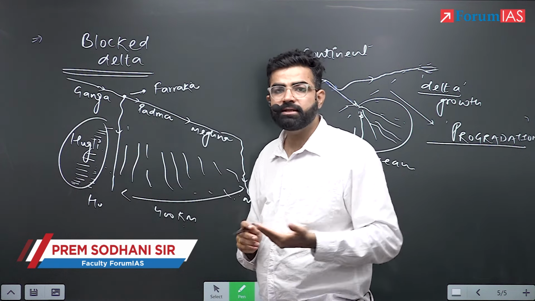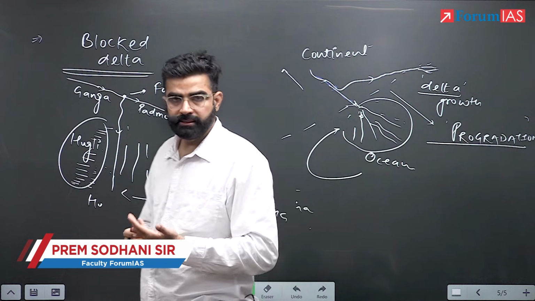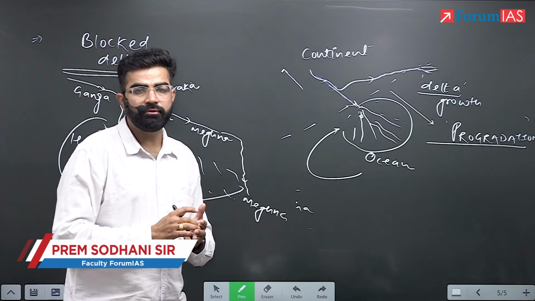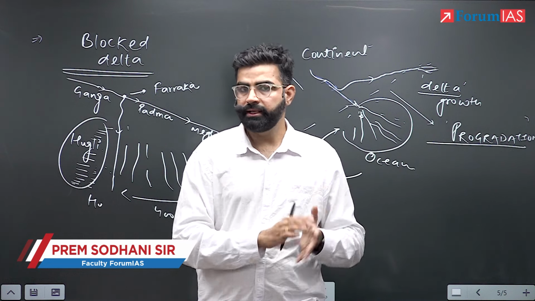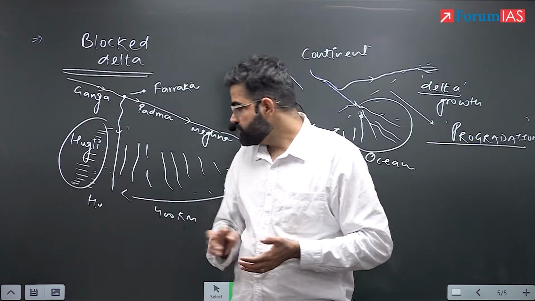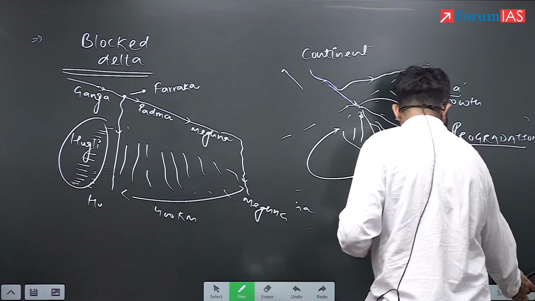Okay, so these are the various types of deltas that we have learned. The last part of this short lecture is: what are the favorable conditions for delta formation? Now see here, one by one we will try to learn.